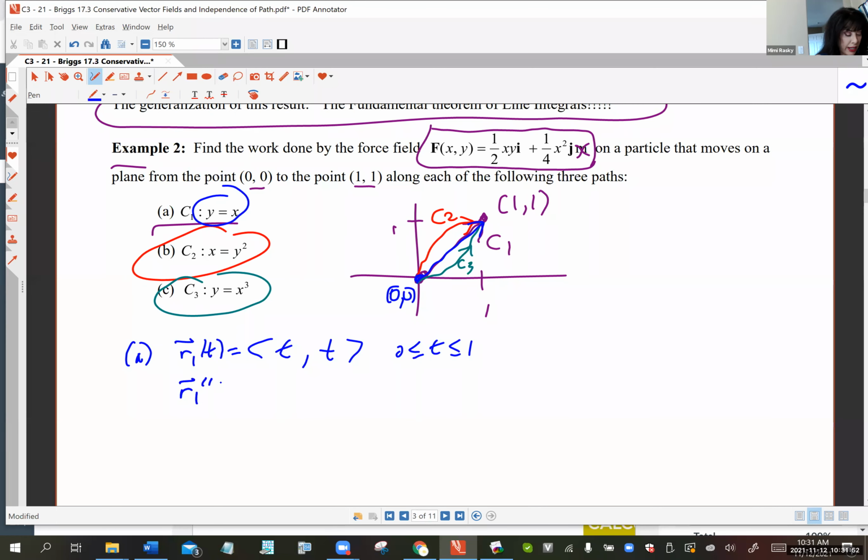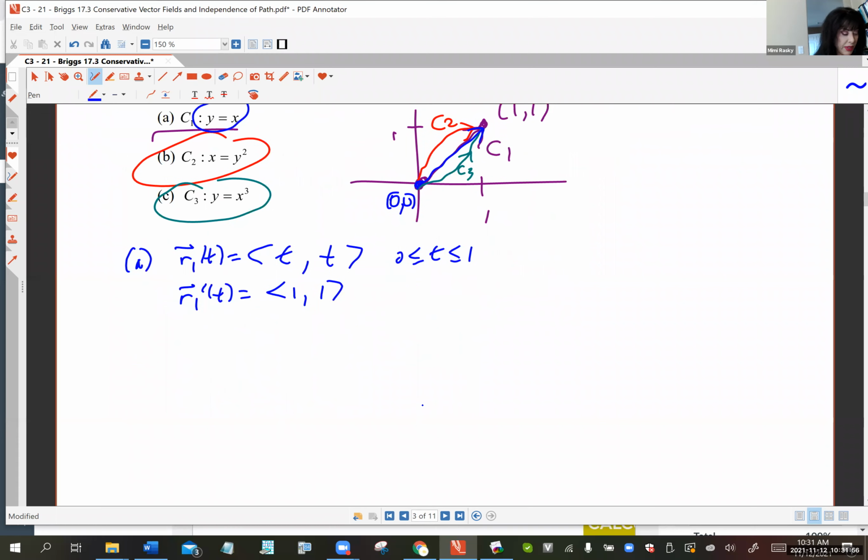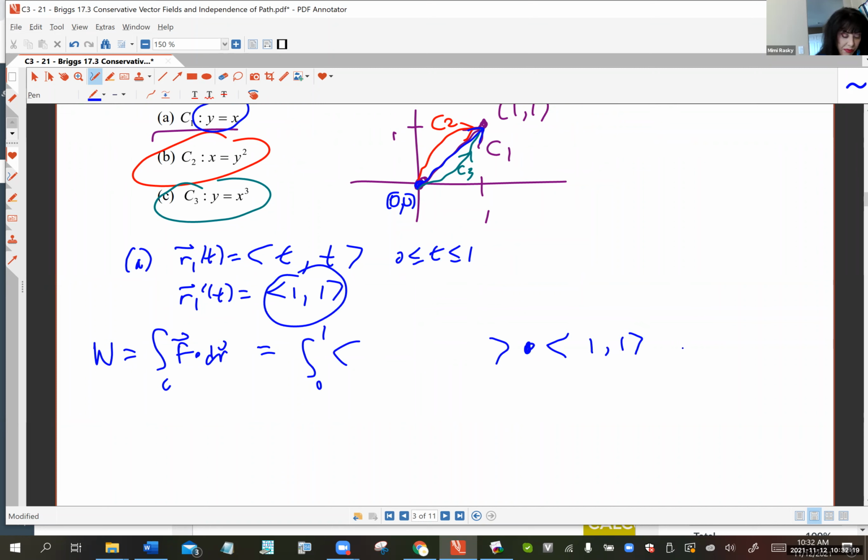We're going to go ahead and get r1 prime because we're going to need it. And then work is the line integral F dot dr. So that line integral is going to become a regular integral going from 0 to 1, and we're going to take the dot product between the vector valued function and the velocity vector, and then we'll integrate with respect to time t.